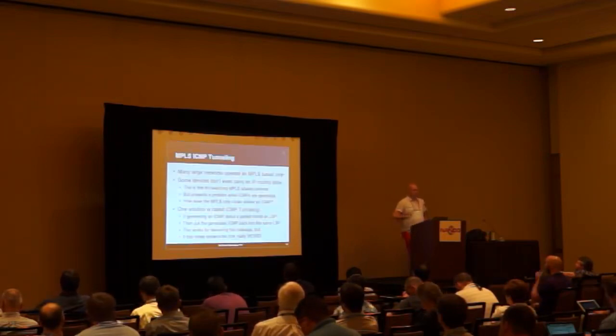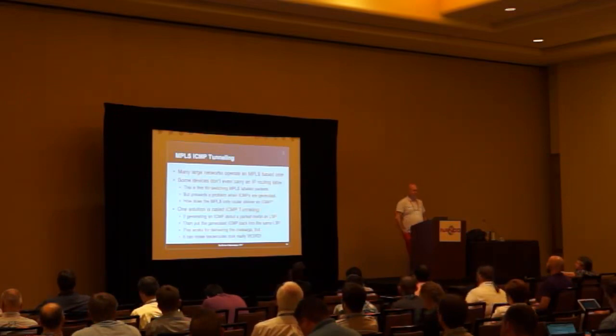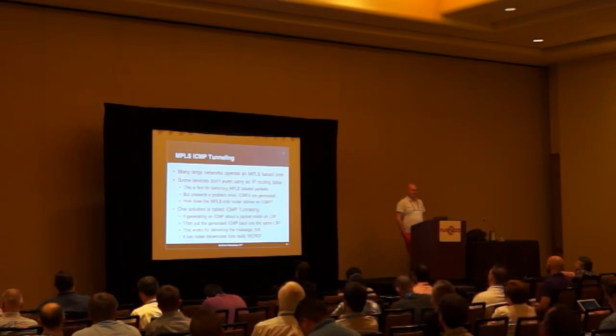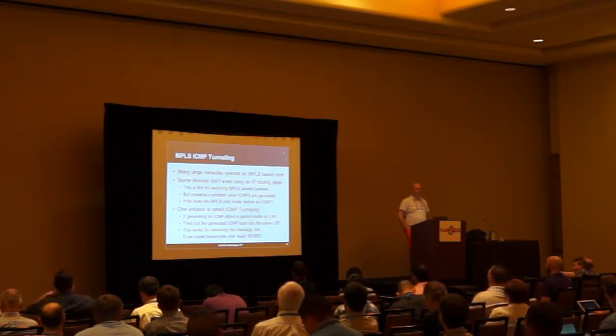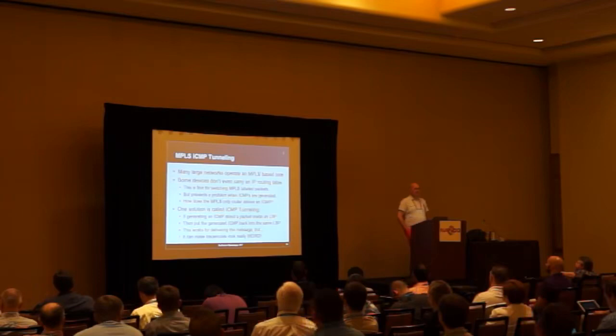So remember, there's a lot of large networks out there that run completely MPLS-based cores, and some of those devices don't even carry an IP routing table, whether they're doing it for cost reasons or for performance reasons or whatever. And that's perfectly fine. You've got an MPLS-based core, it doesn't need a routing table. But what this means is it causes a problem for how the ICMP is generated. Because if you don't have a local routing table in your core device, how do you know how to send the ICMP message back? So the workaround for this is called ICMP tunneling.